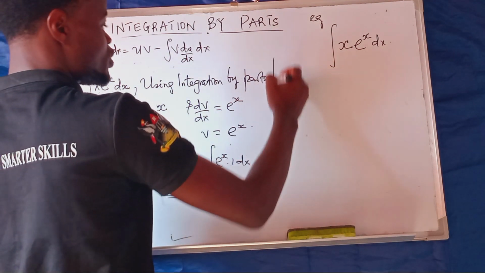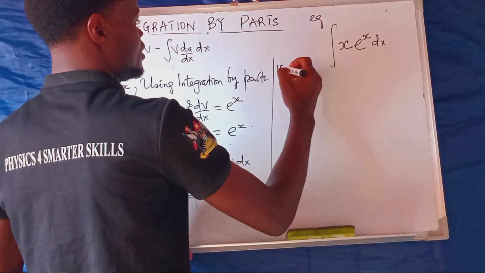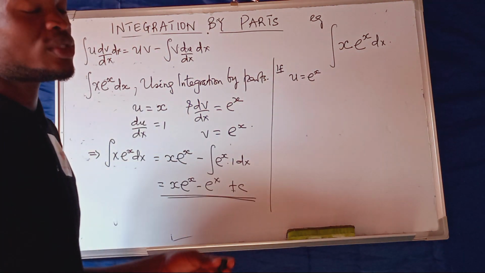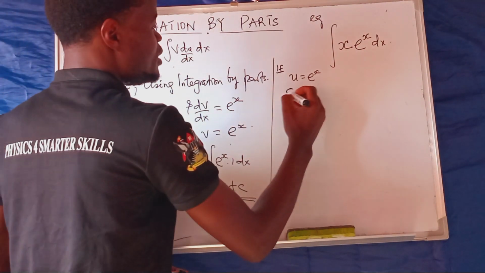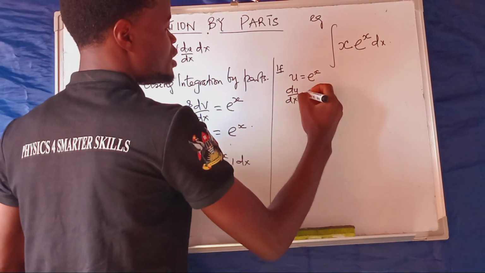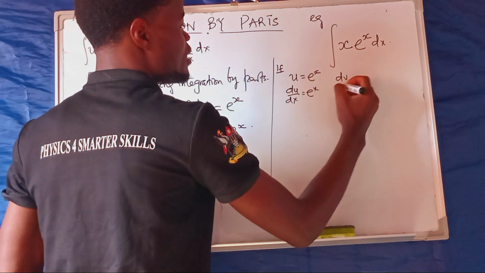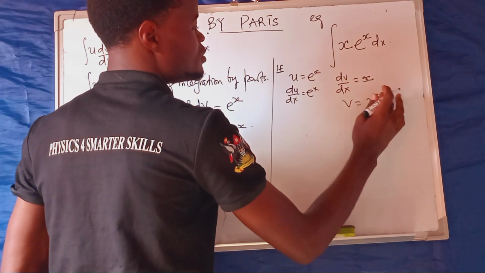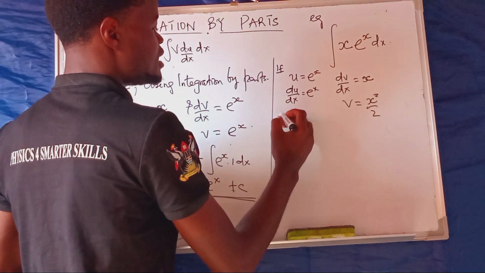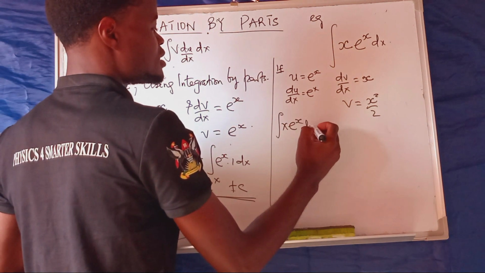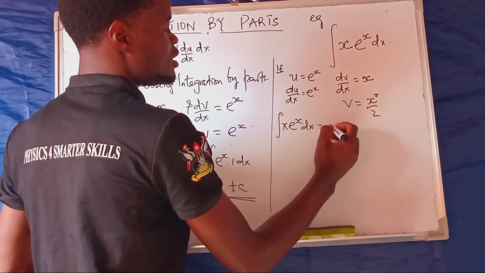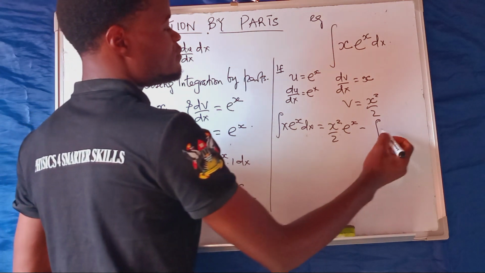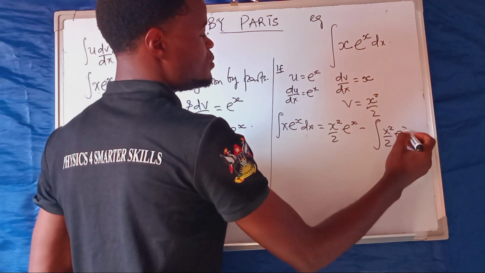So let me show you, if we had chosen our u to be e^x, because it is easy to differentiate. So our du/dx would be e^x. And if we had chosen our dv/dx to be x, then our v would be x squared over 2. This is x squared over 2, such that our integral of x e^x dx is uv, x squared over 2 e^x, minus the integral of v du/dx.